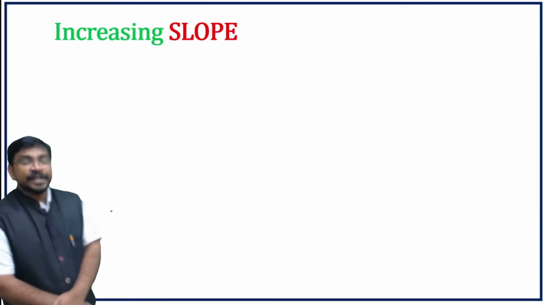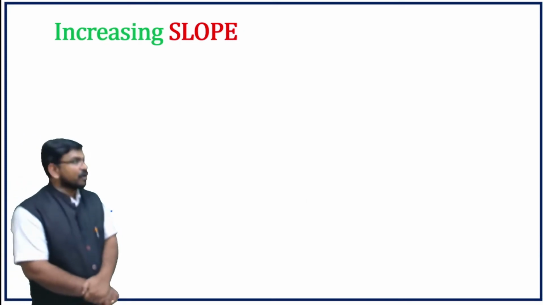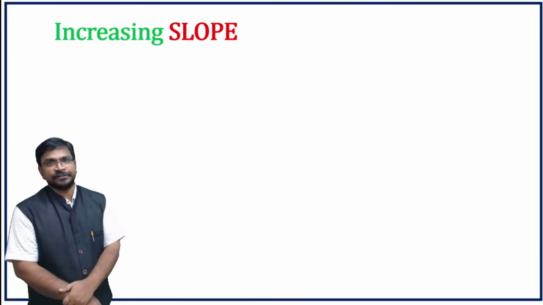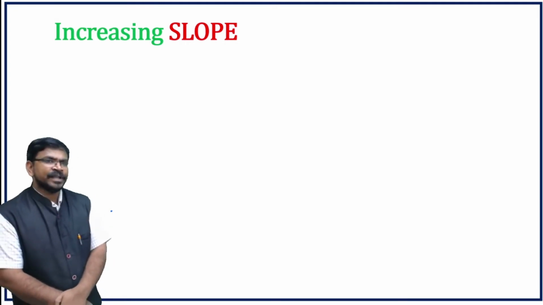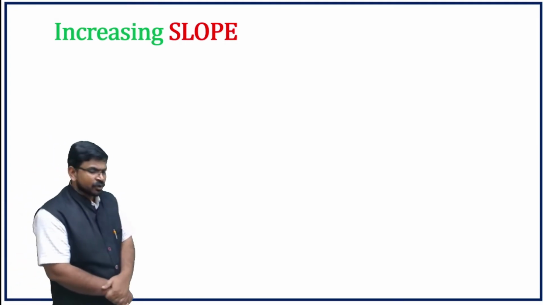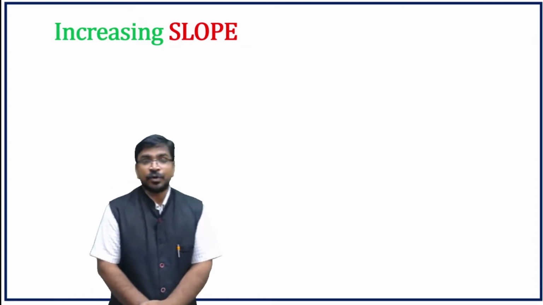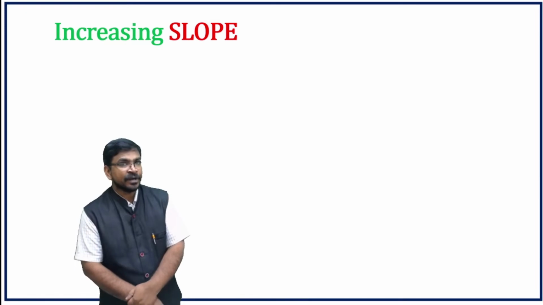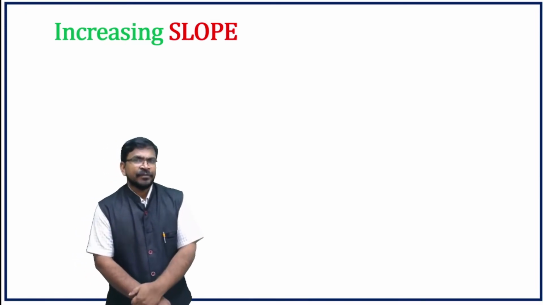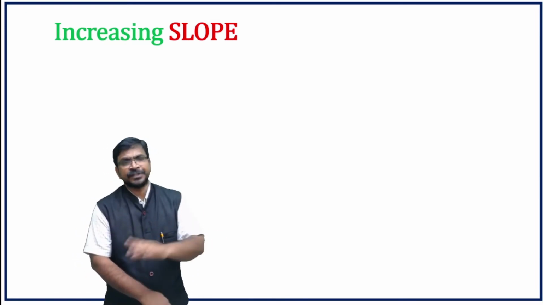This is about negative slope. Next, increasing slope. Suppose any quantity is increasing in nature, the slope is increasing in nature, then how would it be increasing? Slope, you know very well, is nothing but the tangent for any curve, because slope is the tangent function.